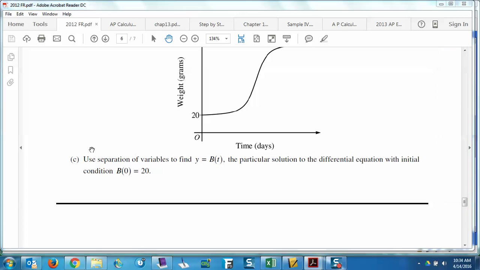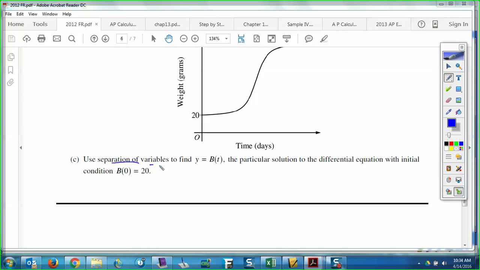Okay, finally, use separation of variables. Now, it doesn't always use those words. Sometimes they would just say, find this particular solution. Okay, so let's do it. So we got dB dt equals 1/5 b, what was it, 100 minus b? Okay, so what are we going to do?